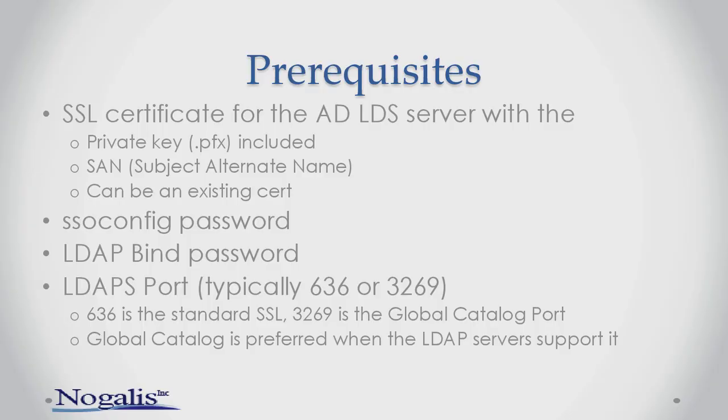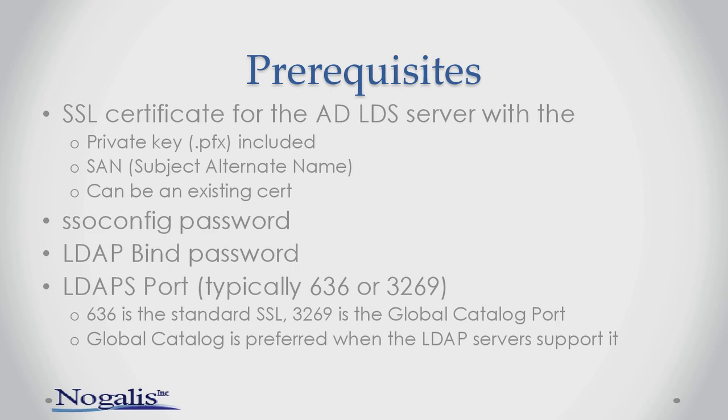So the prerequisites, the first thing that you need is an SSL certificate for your AD/LDS server. Most likely that's your Lawson server, but it could be on a different server. So you want to make sure that you have an SSL certificate that has the private key included, and you need to know that private key password, and also has a subject alternate name. This can be an existing certificate as long as it meets the criteria. It can be a wildcard certificate or a server certificate. If it's a server certificate, it needs to be the one that's on that AD/LDS server.